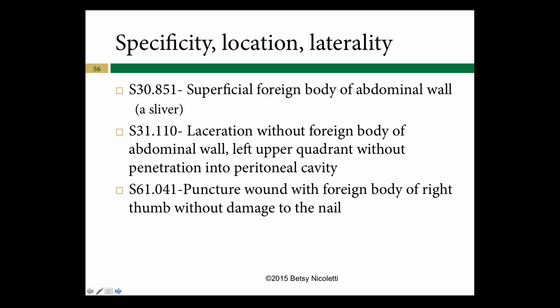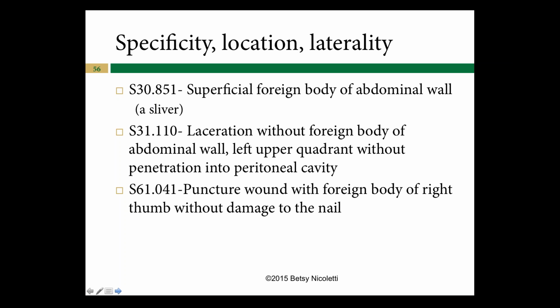So let's just review. We have specificity, location, and laterality. That's what I really started with. We have, and all of these would require a 7th character that I haven't put on. That dash there is what I'm indicating that with. S30.851, superficial foreign body of the abdominal wall. That is, we have a sliver. S31.110, laceration without foreign body of the abdominal wall, left upper quadrant, without penetration into the peritoneal cavity.